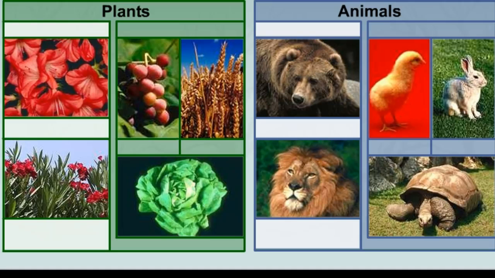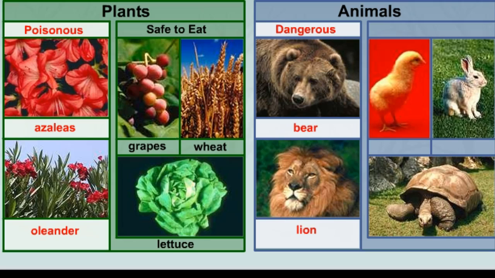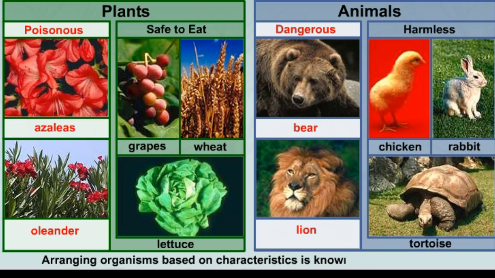Thousands of years ago, people recognized differences in plants and animals. They identified some plants as poisonous while others were safe to eat. Some animals were identified as dangerous and should be avoided, while others were identified as harmless. This idea of arranging organisms based on characteristics is now known as classification.